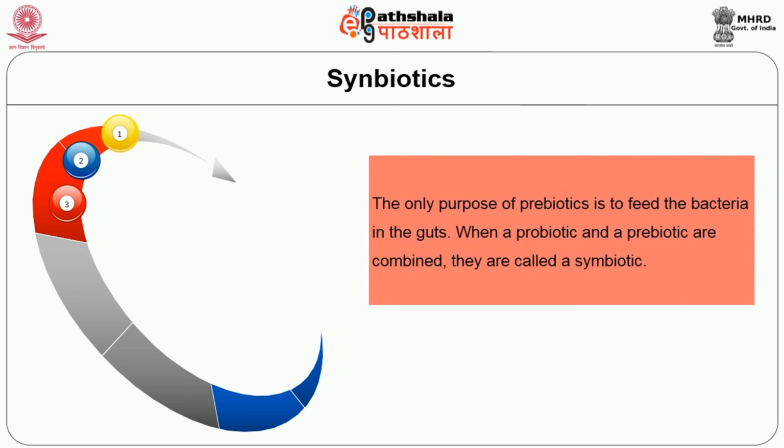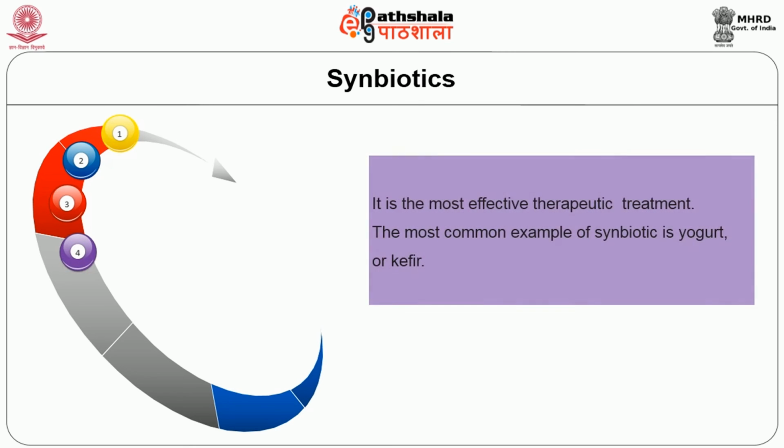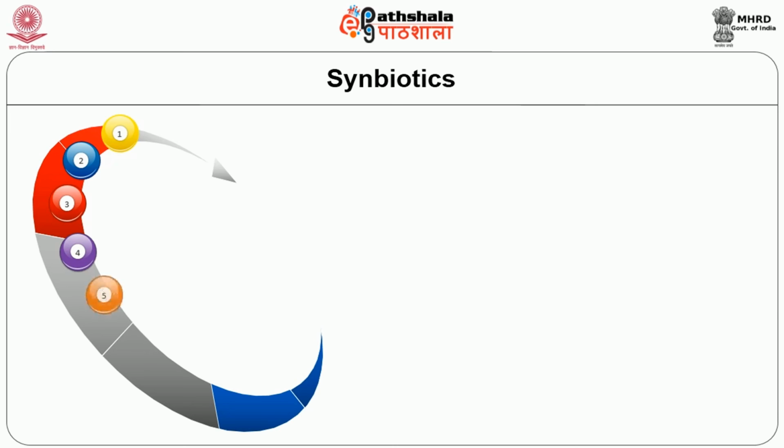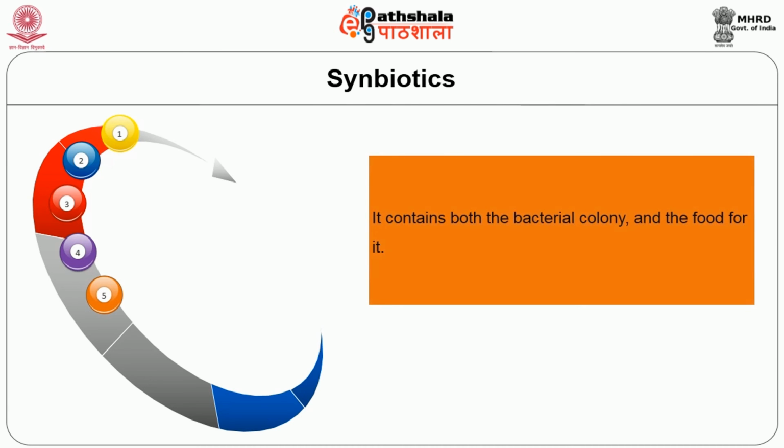The only purpose of prebiotics is to feed the bacteria in the guts. When a probiotic and a prebiotic are combined, they are called symbiotic. It is the most effective therapeutic treatment. The most common example of symbiotic is yogurt or kefir. What is yogurt? Yogurt is again curd, which has the carbohydrate and also the live microorganisms. Both the undigestible carbohydrate and the probiotic together present in the same food is called symbiotic, and a common example is yogurt. It contains the bacterial colony and the food for it.